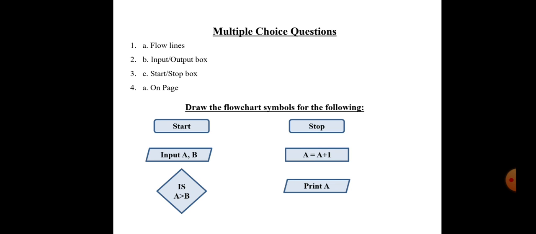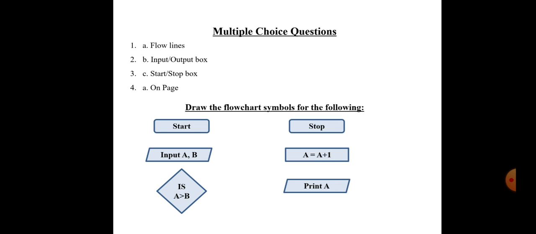Now the next one is given in your book, draw the flowchart symbols for the following. So there is written start. Start is what? It's a starting symbol, and starting symbol starts from an oval sign. So you have to make an oval sign. Next one is stop. Stop is also part of oval, so you have to make an oval sign, and inside it you have to write stop.